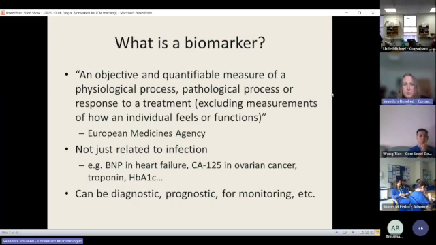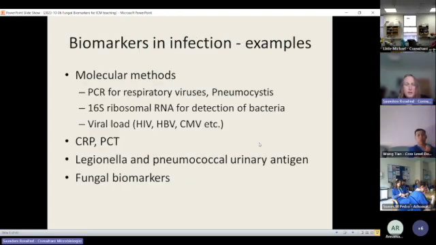So even really simple things like measuring somebody's blood pressure could be counted as a biomarker. And there are many that are not just related to infection, so you'll be familiar with things like HbA1c, troponin, all of these things. They're either used for diagnosis, for prognosis, or for monitoring a disease process. In infection, we use different biomarkers all the time.